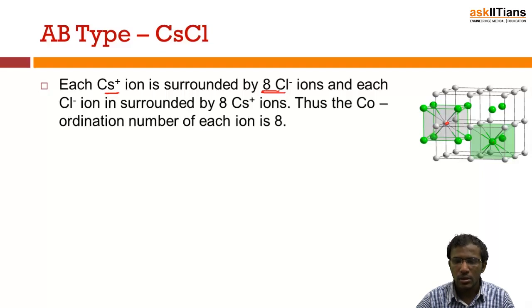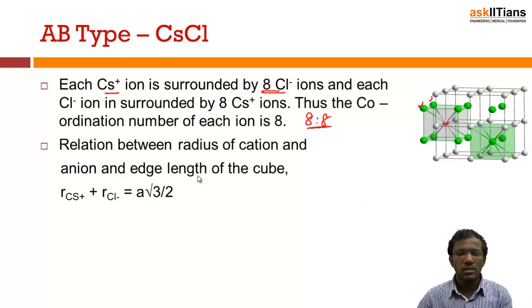cesium ions, right? So you can see the green ones are cesium, and the white ones are chloride ions. So each chloride ion is surrounded by 8 cesium ions, and each cesium ion is also surrounded by 8 chloride ions. So it's an 8:8 coordination. The coordination number of cation and anion are equal, and that is equal to 8.